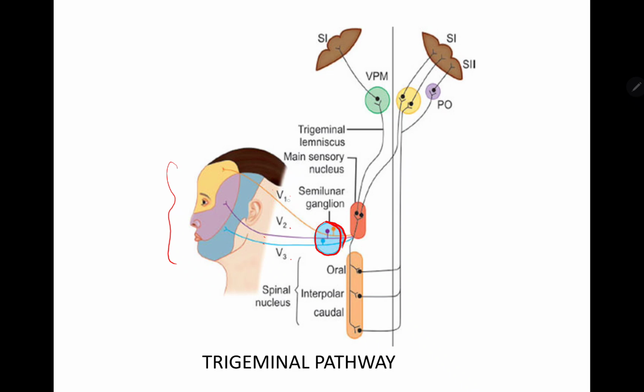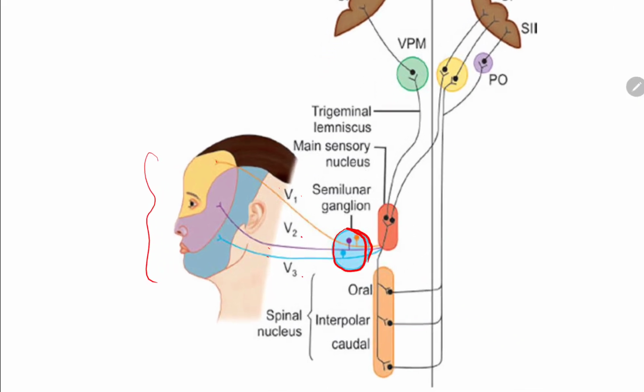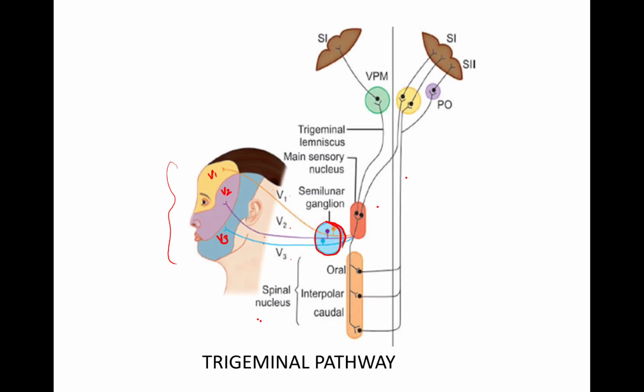V1 is the ophthalmic part: forehead, upper eyelid and nose tip. These 3 are covered here. V1. V2 is maxillary: cheek, lower eyelid, upper lip. You can see, this one is V1 basically. V2, V3. Okay. Now you can easily remember. V1, V2 and V3. Now in V2 you can observe cheek, lower eyelid, upper lip are covered here. In V3 you can see lower lip, chin, jaw.